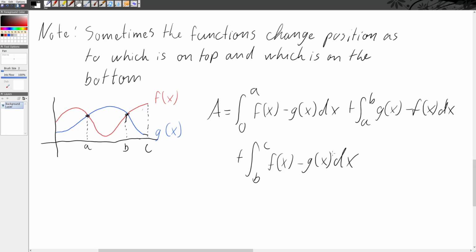An example of this is posted on Moodle, so you can look at that. Just be careful that sometimes the curve might change position.